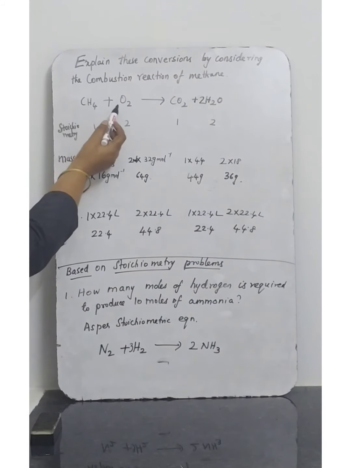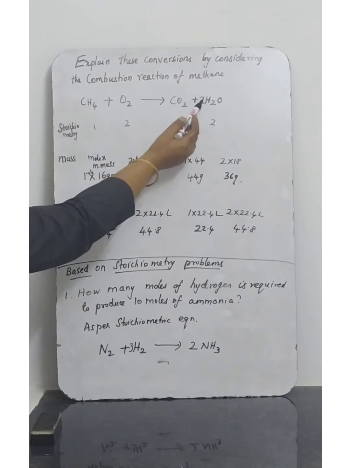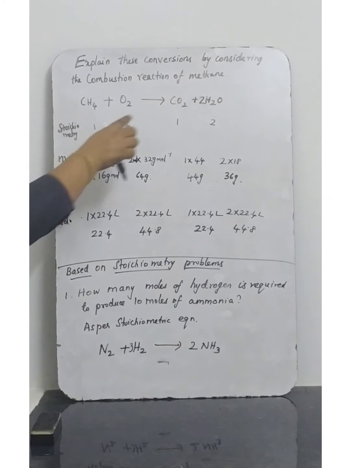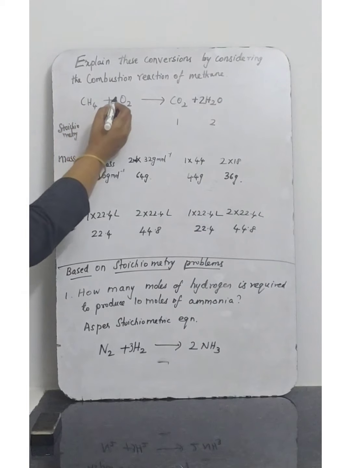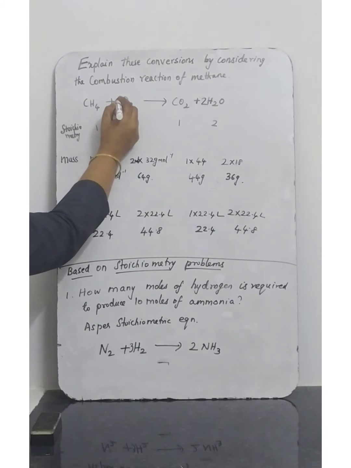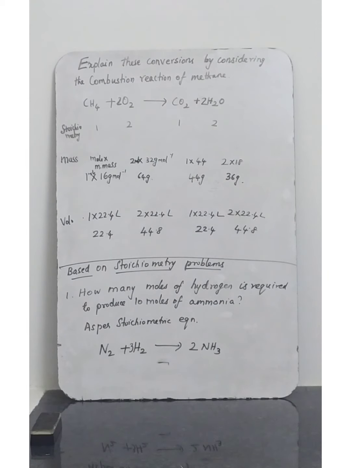Now here 1 O2, but there O2 plus 2 O, so only 4 O. 2 plus 2, 4 O, so for that we write 2 here. Understood? So this is the balanced chemical equation. Now from this balanced equation, how can we say it? 1 mole of methane combines with 2 moles of oxygen, giving 1 mole of carbon dioxide and 2 moles of water. This is what we call the stoichiometric proportion.